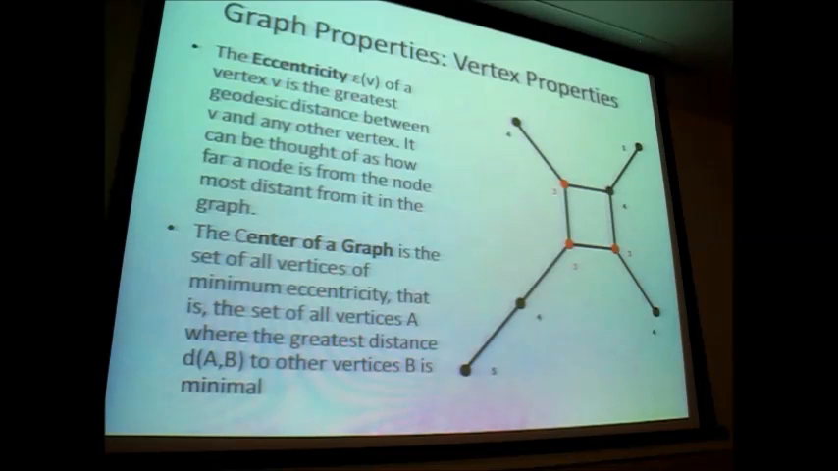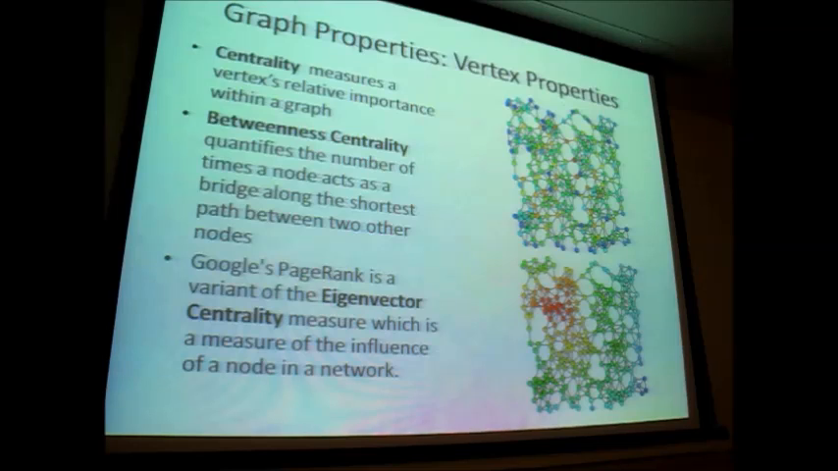The center of the graph is based on the eccentricity concept. This graph is labeled so that each vertex has its eccentricity shown. The center of the graph is the set of vertices with the smallest eccentricity. So that's 3, and it does have that sort of central feel to it. We're going to look at centrality in a sec, and centrality is a very important concept, especially in emerging graph analysis and network analysis.